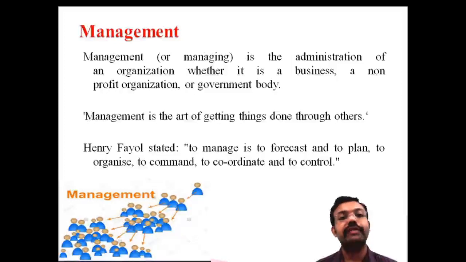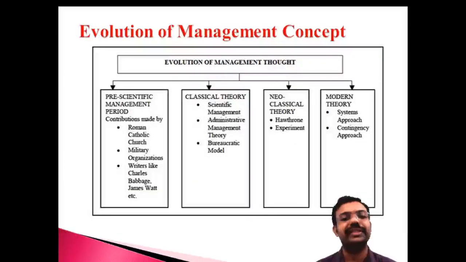Anyway, starting with the history of management. This is the evolution of management. Management has 4 eras, or 4 important periods. The first period is the pre-scientific period, the second is the classical period, the third is the neoclassical period, and the fourth is the modern period. Pre-scientific means before scientific management. The classical theory period is a part of scientific management. Then neoclassical theory and modern theory. These are the 4 important periods in the history of management.